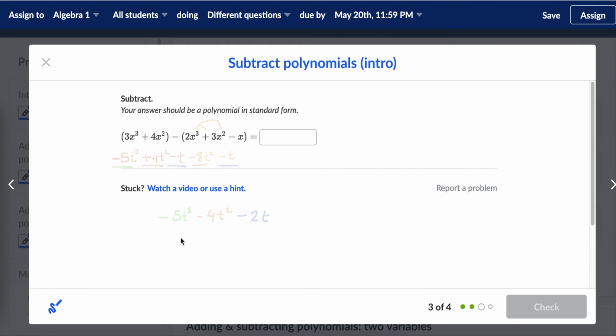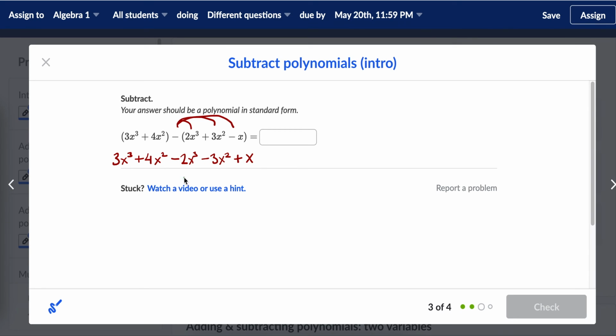So let's look at one more before moving on. Change the signs first. So we start off with our 3x cubed plus 4x squared. Just remove the parentheses first. Then change the signs as you're distributing in this negative. So minus a positive 2x cubed is negative 2x cubed. Minus a positive 3x squared is negative 3x squared. And minus a negative x is plus x. So watch out for that. It's just changing signs. That's all there is to it.